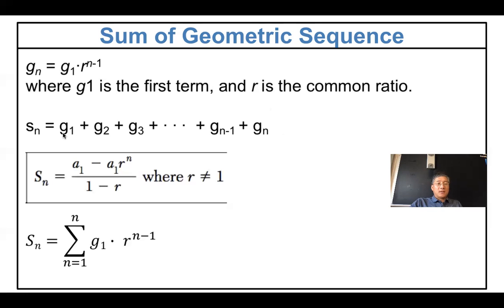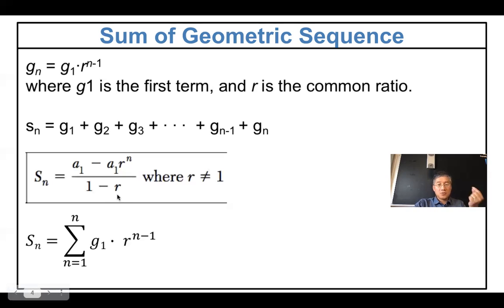You can add everything manually, or you can use the formula. This is the formula: S of n equals what? First term, A1, G1 is the same thing in the sequence, it means the first term, A1, minus A1 times R to the n power over 1 minus R, the common ratio, and R shouldn't be 1. If R becomes 1, the denominator becomes 0, which is an error, undefined, right?